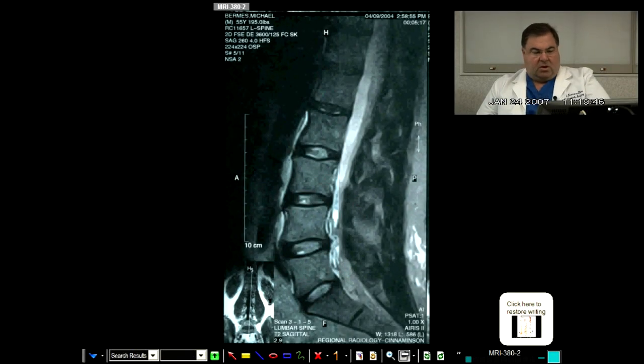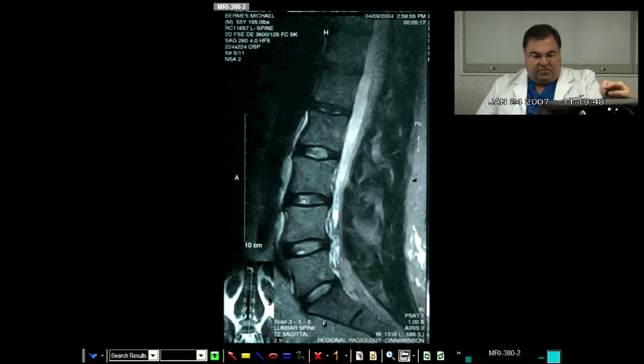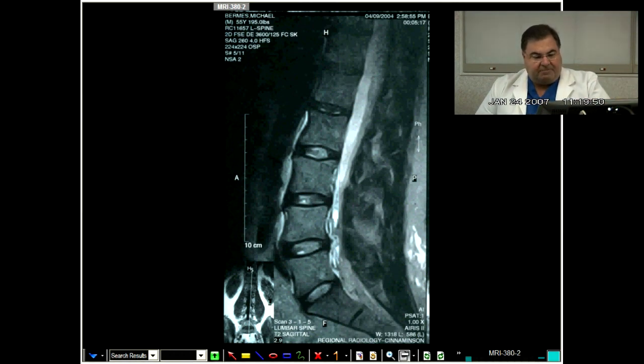Doctor, what are we looking at now? Okay, now this is the MRI of his lumbar spine. Basically, it's the same premise, except that in this case, on this view of the MRI, if you see this white structure, this is what's known as the thecal sac.